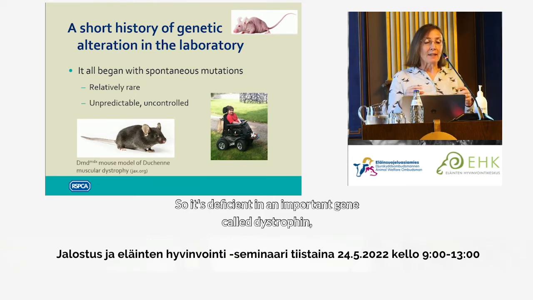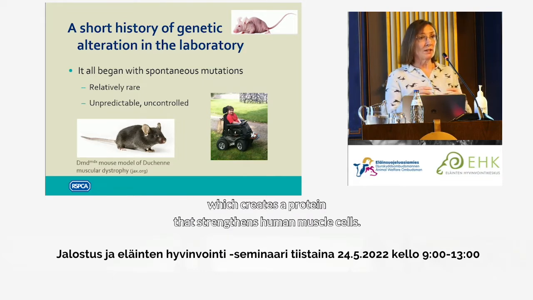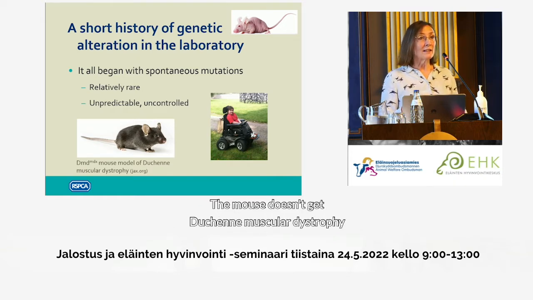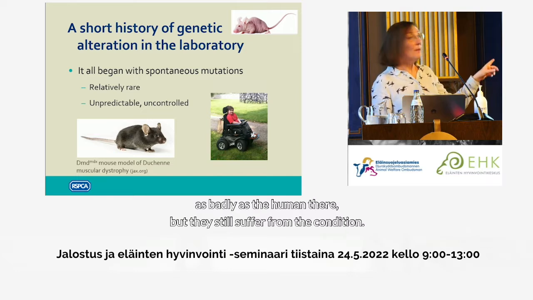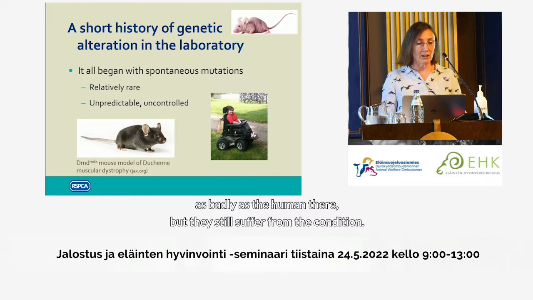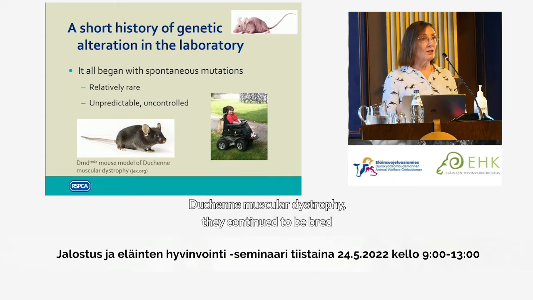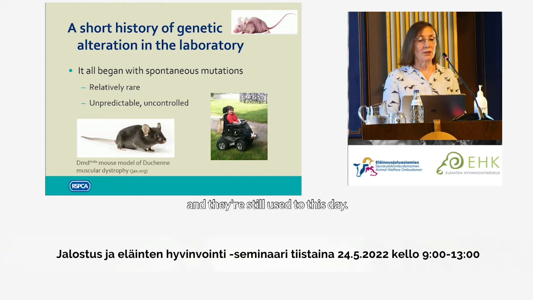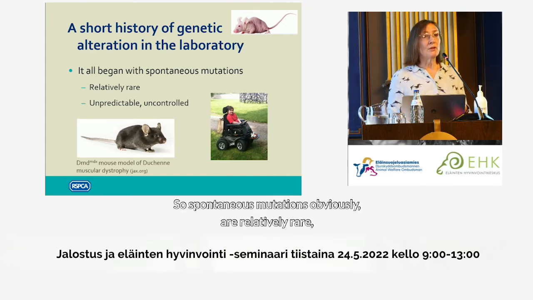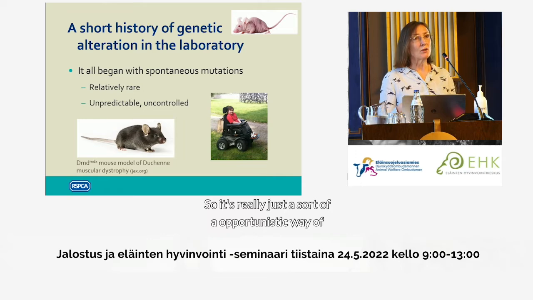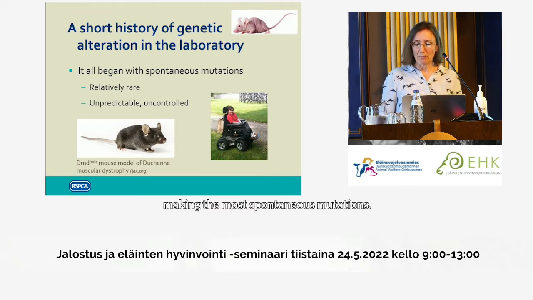So it's deficient in an important gene called dystrophin, which creates a protein that strengthens human muscle cells. And so without that protein, the muscle cells are very weak and degenerate. Now, the mouse doesn't get Duchenne muscular dystrophy as badly as the human, but they still suffer from the condition. And this occurred completely spontaneously. And when it was realized that they were a model of Duchenne muscular dystrophy, they continued to be bred, and they're still used to this day. So spontaneous mutations obviously are relatively rare, and they're also unpredictable and uncontrolled. So it's really just an opportunistic way of making the most of spontaneous mutations.